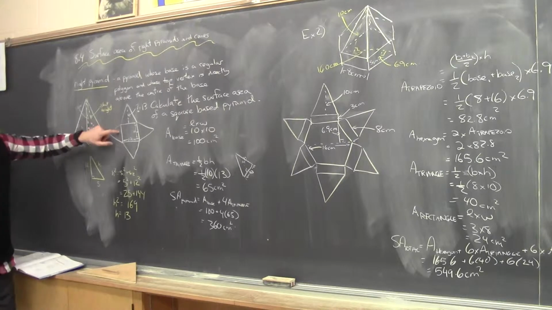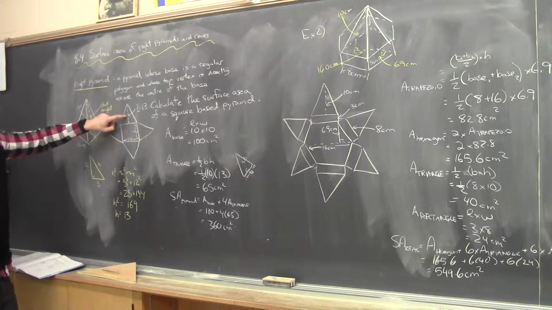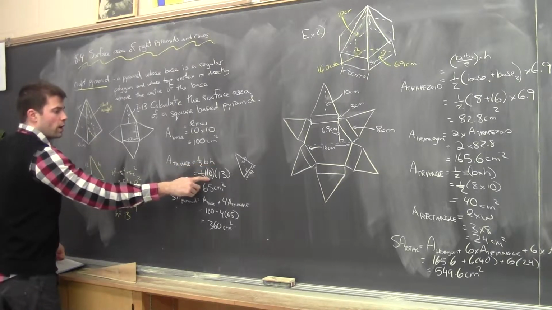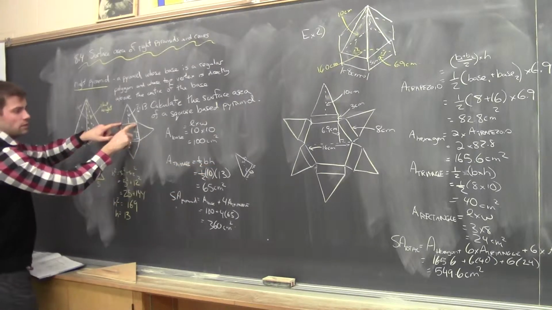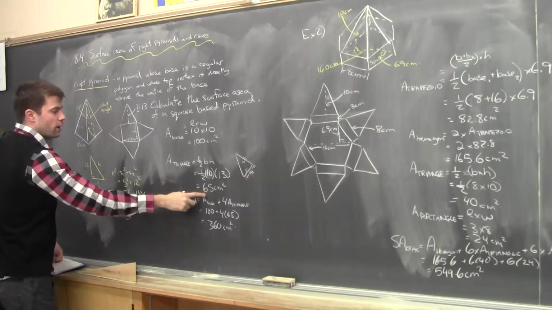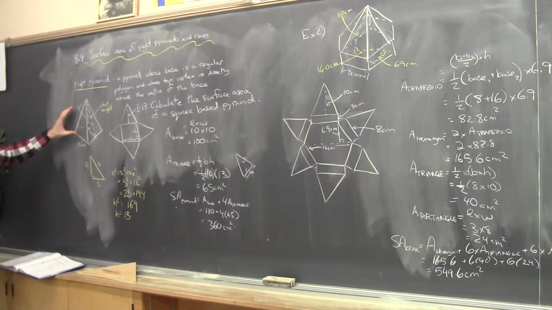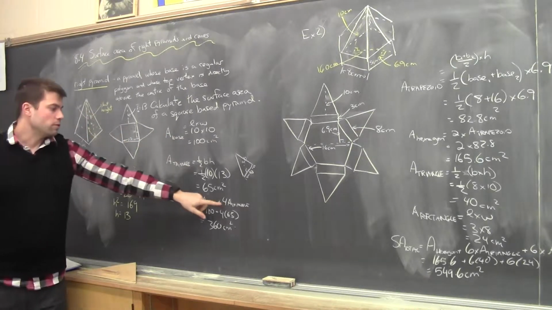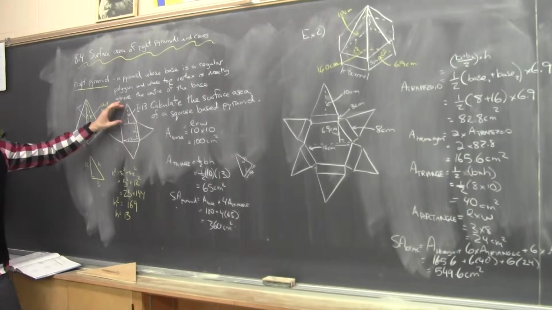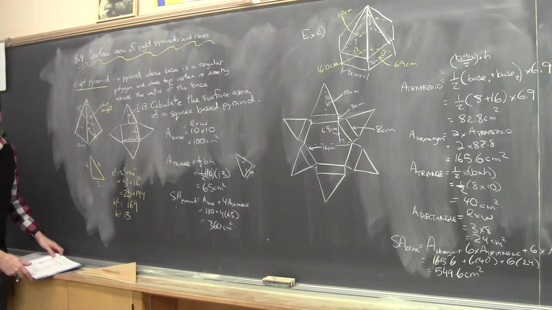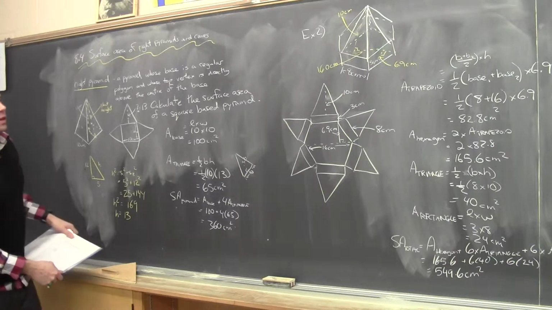Okay, so we have 1, 2, 3, 4 of them. We need to find the area of each one of these triangles. So it's 1/2 base times height. 1/2 times 10, which is the base, times the height, which we know is 13 now. So we get 65. So the total surface area of this pyramid then is the area of the base, which is only one of them, plus 4 times the area of each one of these triangles. Okay, so we sum that up to 360. Any questions there? All right, example number 2.